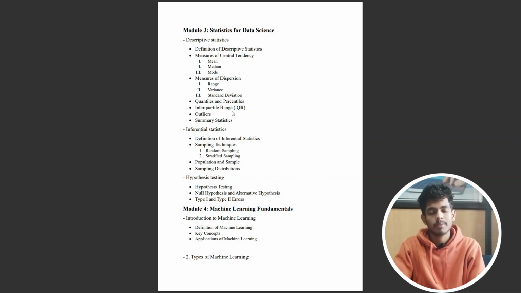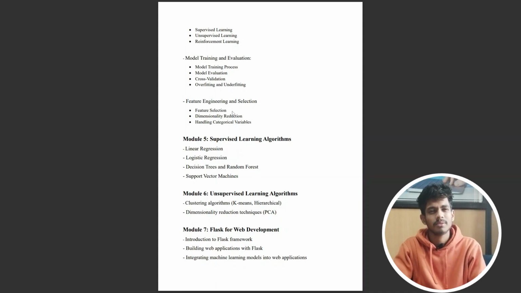Then the second part is the types of machine learning. We have three types of machine learning basically: supervised learning, unsupervised learning, and reinforcement learning. But we are clearing the concepts practically for supervised learning and unsupervised learning.